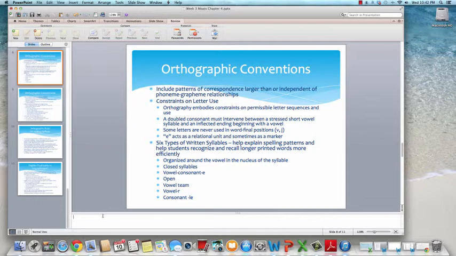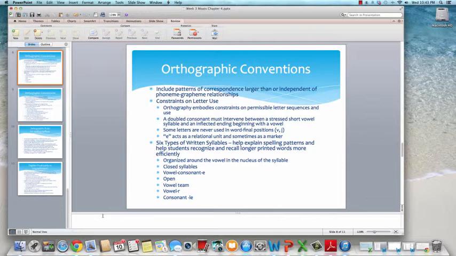Additionally, we have syllable influence, so that helps explain spelling patterns and helps students recognize and recall longer printed words more efficiently, because we don't encounter only one syllable or two syllable words in reading. We encounter multi-syllabic words with influences from word origin, the position of the sounds in the words, and the syllabication. So we have a primary stress, we have a secondary stress, and sometimes we might even have a third stress, depending on how long the word is.